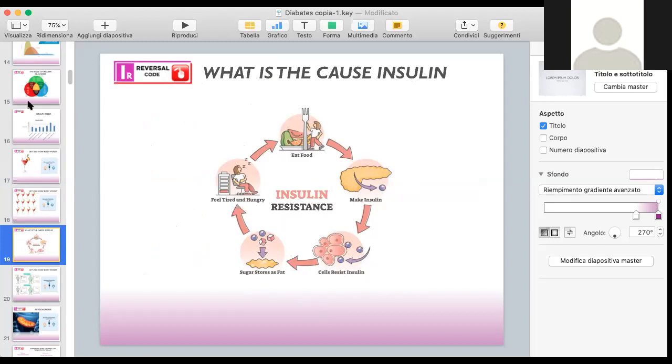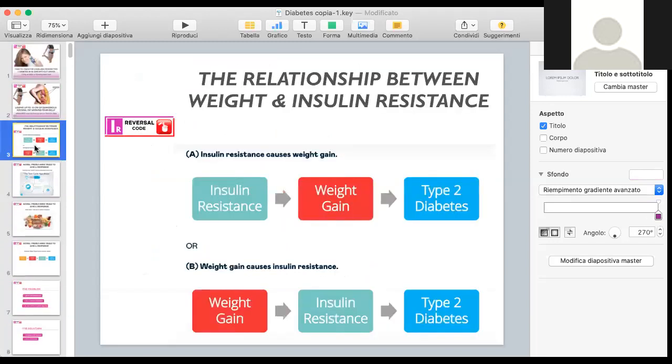Okay, so we're going back to understanding why we are insulin resistant. Are you insulin resistant because you gain weight and then you become type 2 diabetic, or do you gain weight and become insulin resistant and then become type 2 diabetic?